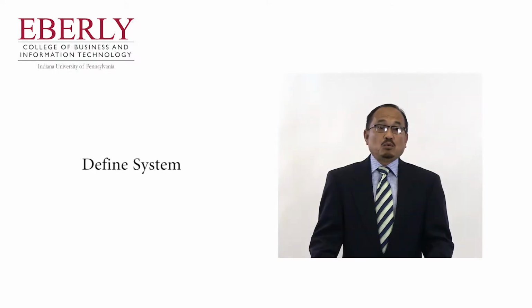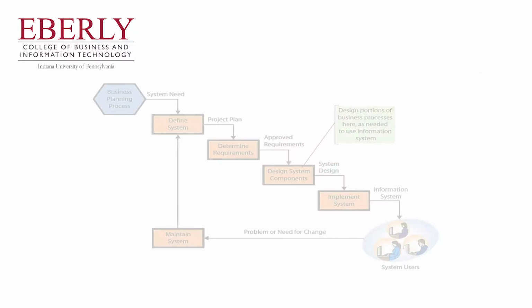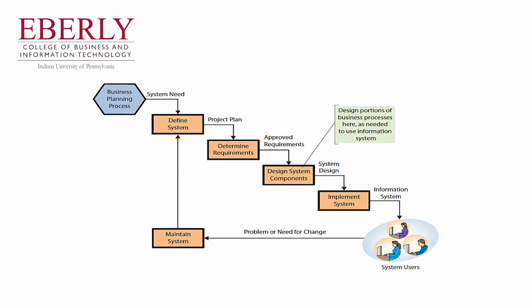Different authors and organizations package the tasks into different numbers of phases. In this book, we will use the following 5-phase process. 1. Define system. 2. Determine requirements. 3. Design system components. 4. Implement system. And 5. Maintain system. Figure 10.9 shows how these phases are related.